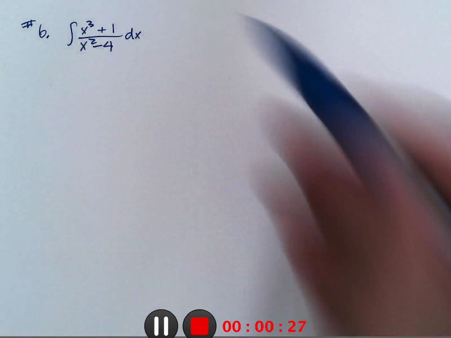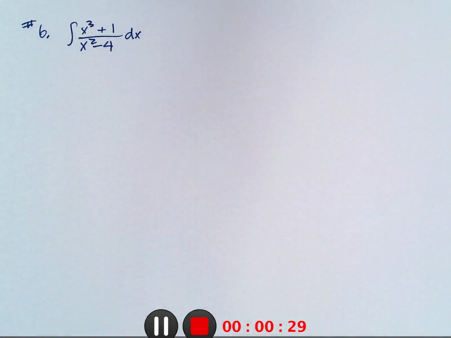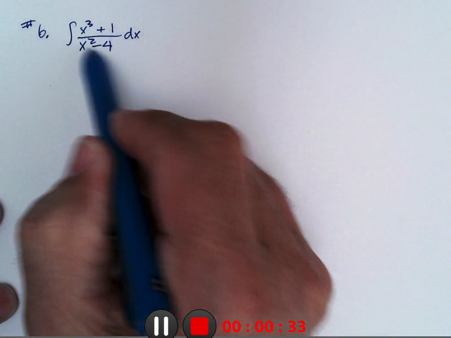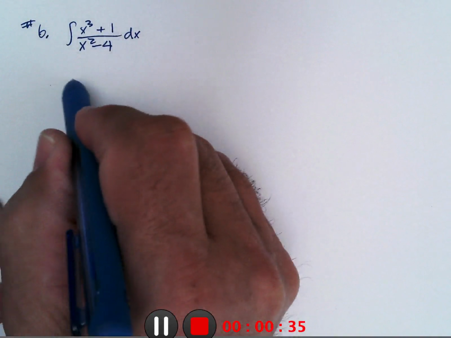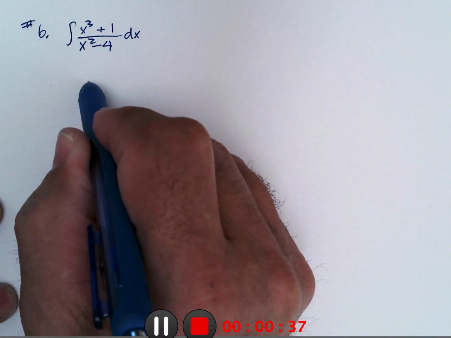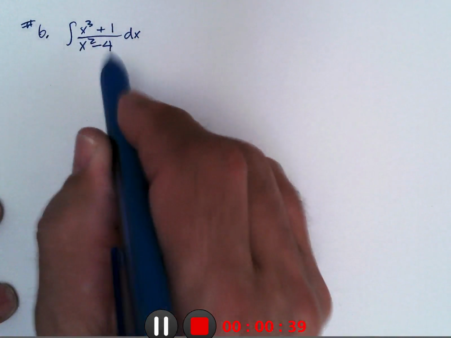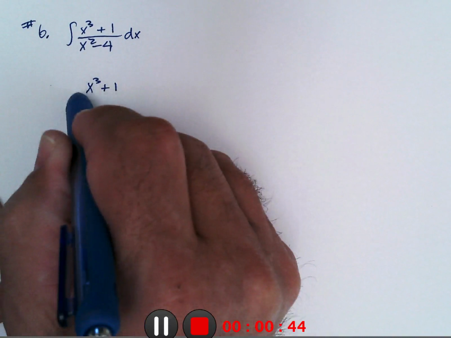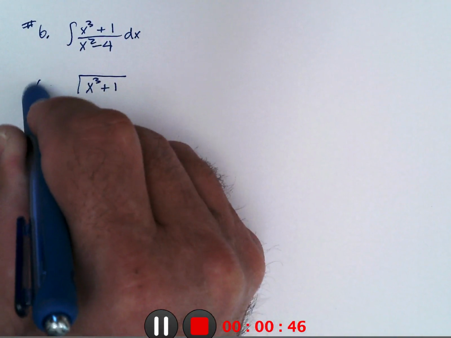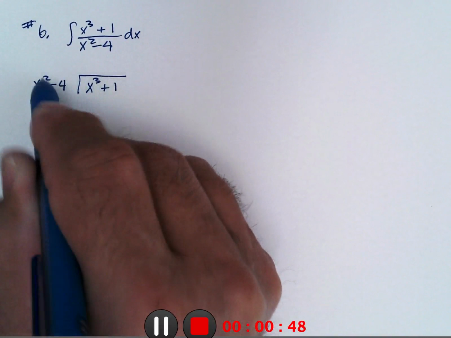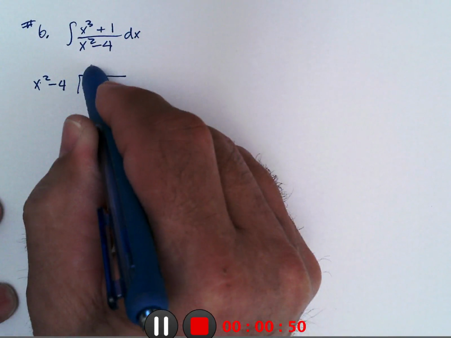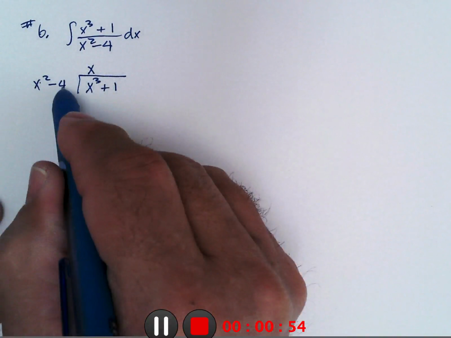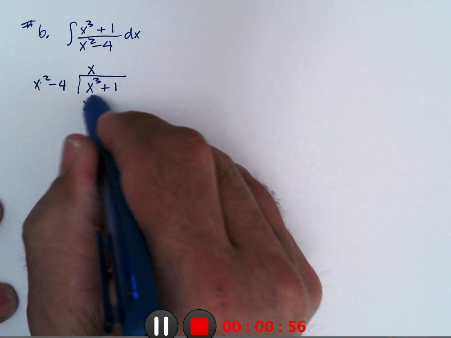If it was like this, the degree of the numerator is bigger than the denominator, so you would need to start with long division to get the numerator reduced. So we would go x to the third plus 1 divided by x squared minus 4. X squared goes into x third x times. Multiply all this by x, and we'd get x to the third minus 4x.